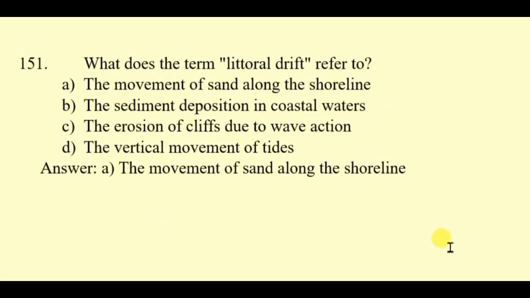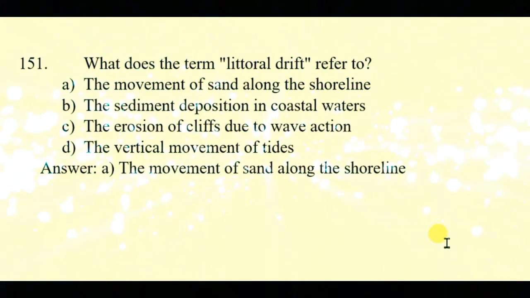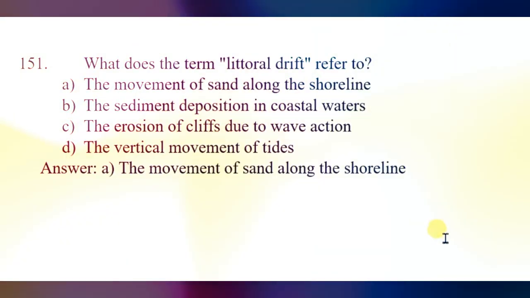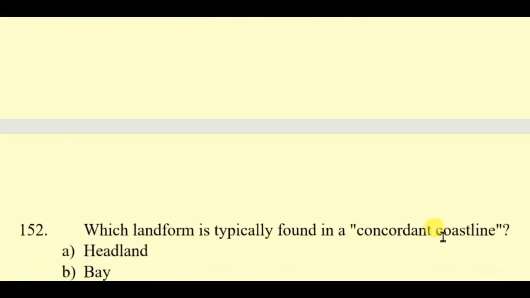Question number 151. What does the term littoral drift refer to? The movement of sand along the shoreline, the sediment deposition in coastal waters, the erosion of cliffs due to wave action, the vertical movement of tides. Here the right answer will be the movement of sand along the shoreline. It's called as littoral drift.